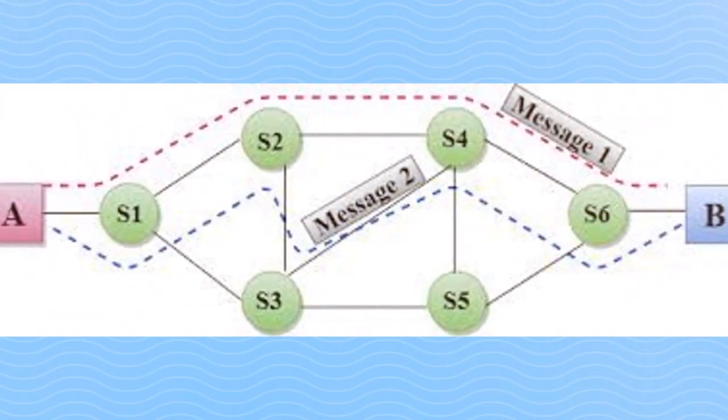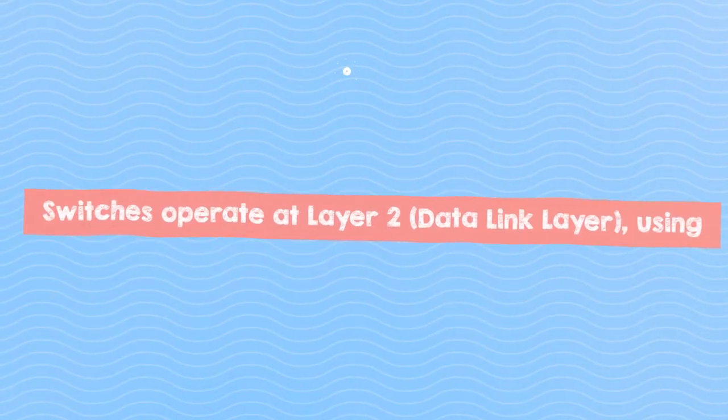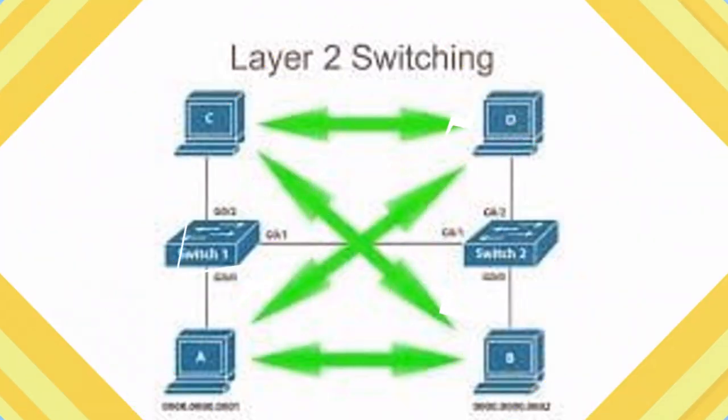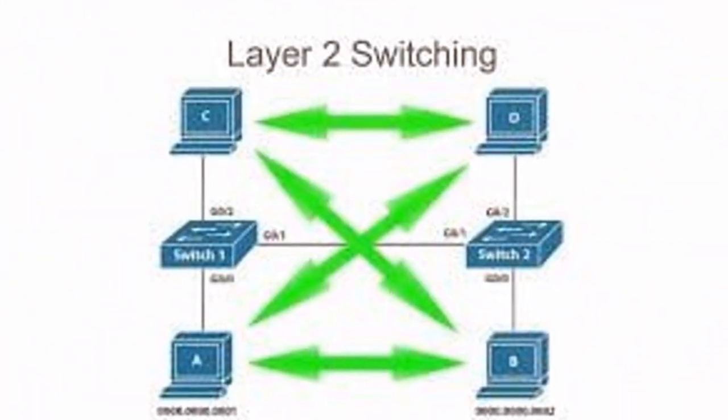How does a switch function? Switches operate at layer 2, the data link layer, using MAC addresses to forward data efficiently.